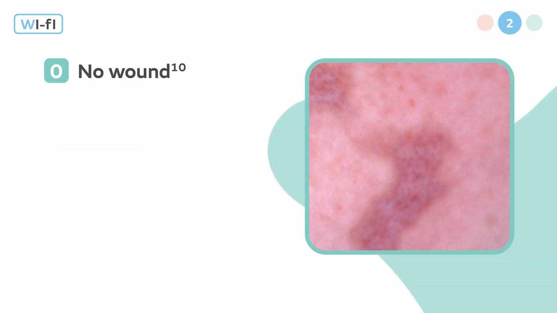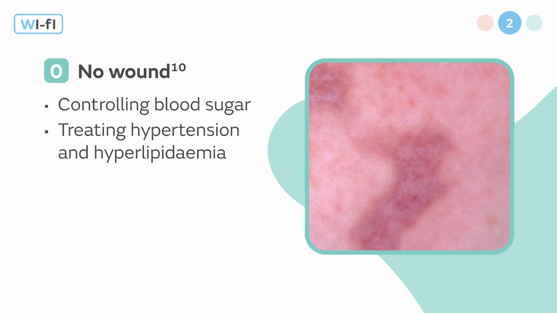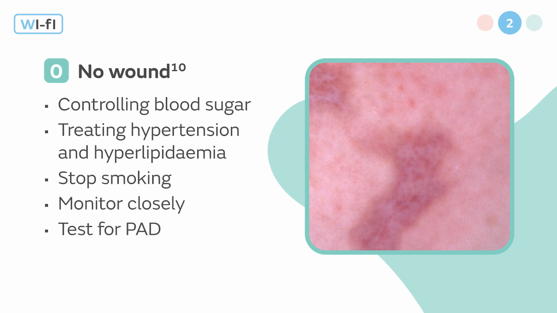0. If you don't see any exposed wound or signs of deep tissue damage like bruises, then grade this wound at a 0. You essentially have no wound here. At this stage, maintain the preventative measures of controlling blood sugar, treating hypertension and hyperlipidemia, and encourage smoking cessation. Although, if they're experiencing ischemic pain, you'll want to monitor those areas closely and test for PAD.